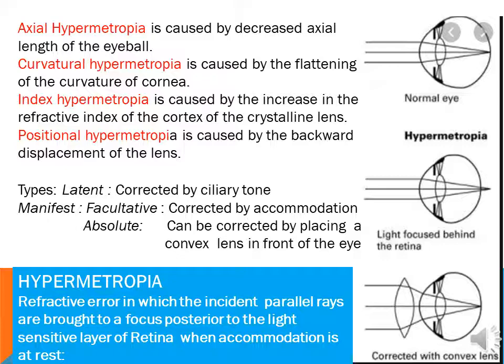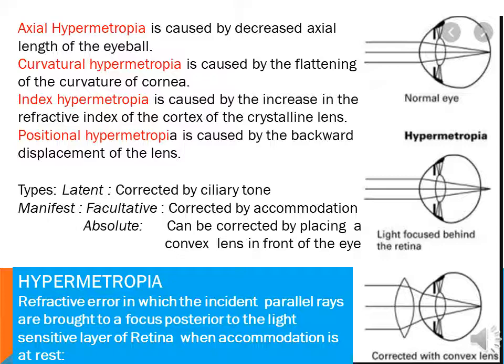Hypermetropia: a refractive error in which the incident parallel rays are brought to a focus posterior to the light-sensitive layer of the retina when accommodation is at rest. There are four types. Axial hypermetropia is caused by decreased axial length of the eyeball. Curvatural hypermetropia is caused by flattening of the curvature of the cornea. Index hypermetropia is caused by an increase in the refractive index of the cortex of the crystalline lens. Positional hypermetropia is caused by the backward displacement of the lens.